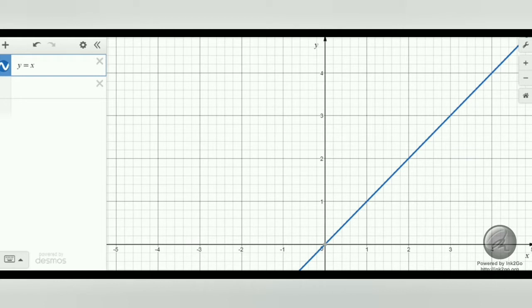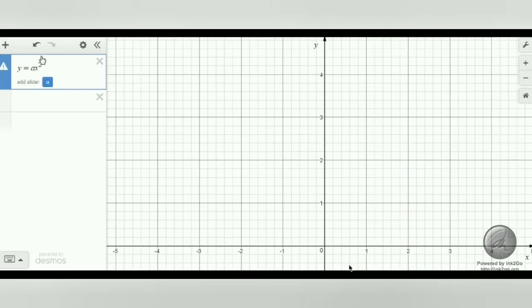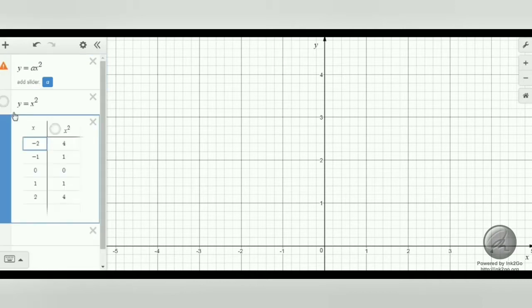We know how to draw graphs for y equals mx plus c type equations. They are straight lines. Now we are going to study the graphs for the functions of y equals ax squared type equations. The first example is y equals x squared.